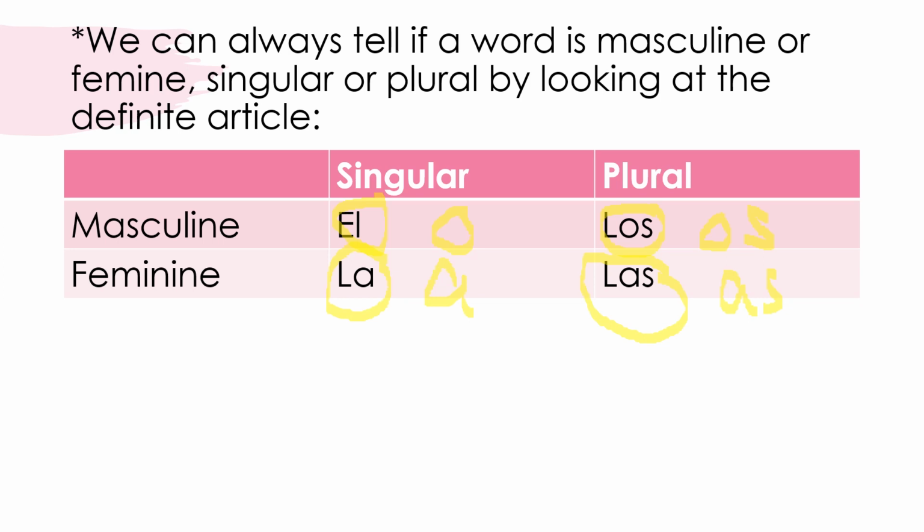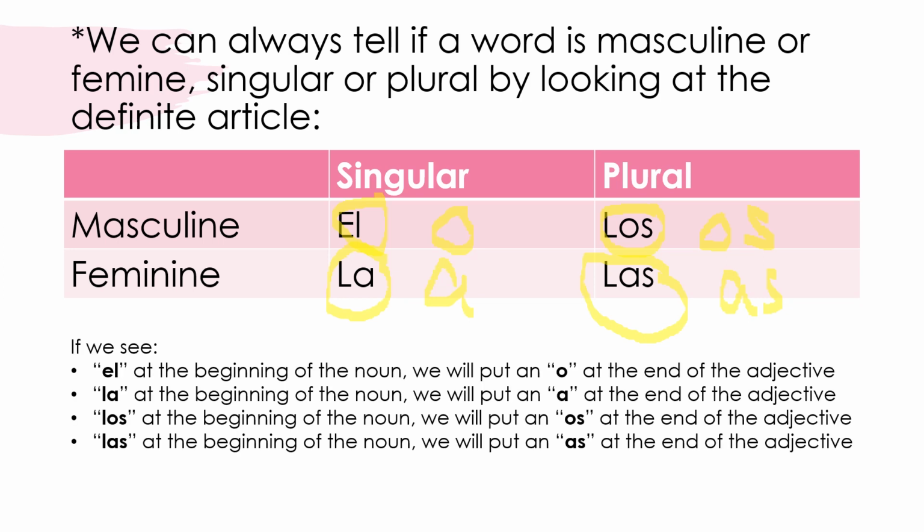So if I need to write this out a little bit nicer than that, here we have el at the beginning, O at the end. La at the beginning, A at the end. Los, OS, las, AS. Everything is going to be matchy-matchy across.